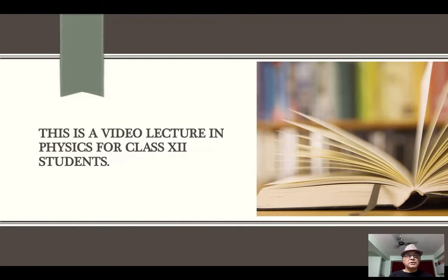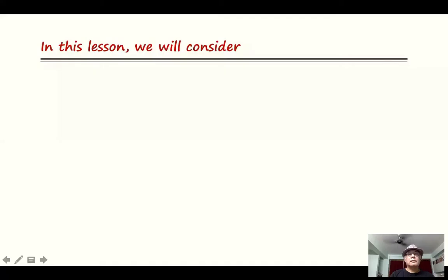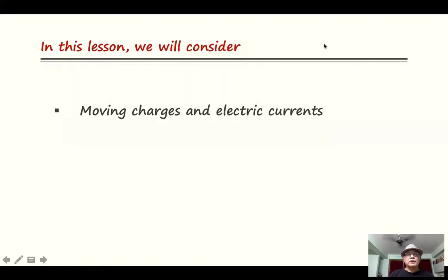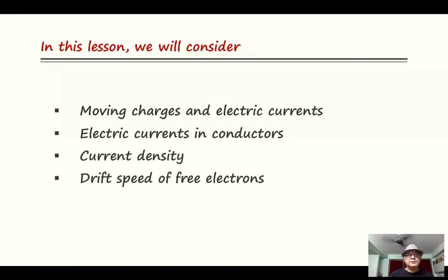This is a video lecture in physics for class 12 students. Lesson 1 of chapter 3, Electric Current. In this lesson, we'll consider moving charges and electric currents in conductors, current density, and finally, drift speed of free electrons.